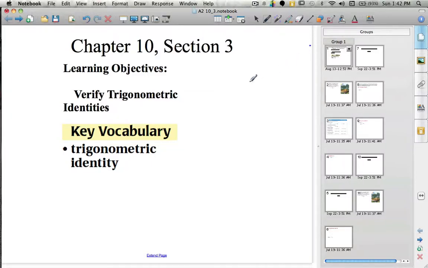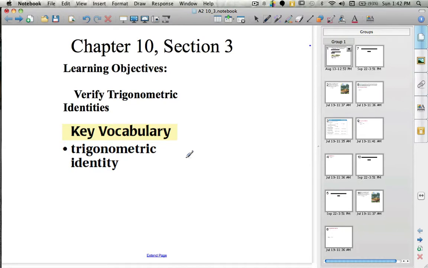In section 10.3, we're going to be working on verifying trigonometric identities. We're going to be working with some rules about trigonometric functions, simplifying expressions, and verifying identities. And key vocabulary here is talking about trigonometric functions.